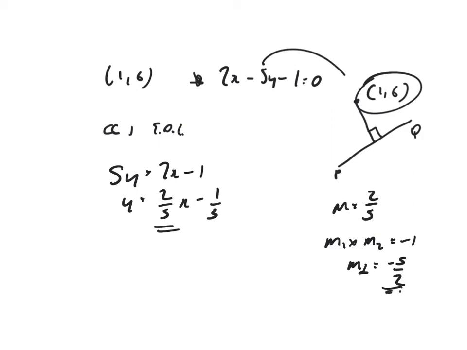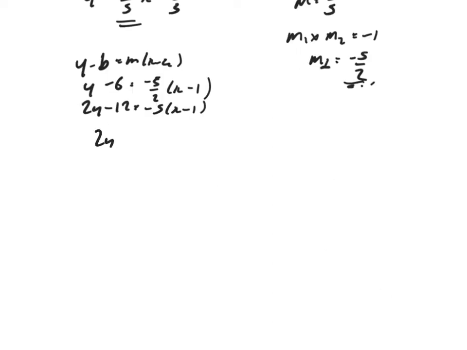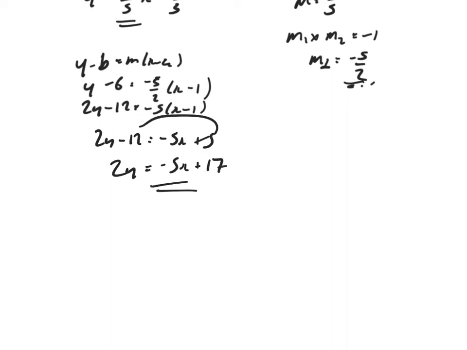So the gradient is minus 5 over 2 and the point is (1, 6). y minus b equals m bracket x minus a. That's y minus 6 equals minus 5 over 2 bracket x minus 1. 2y minus 12 equals minus 5 bracket x minus 1. 2y minus 12 equals minus 5x plus 5. Bring that across and that's 2y equals minus 5x plus 17.